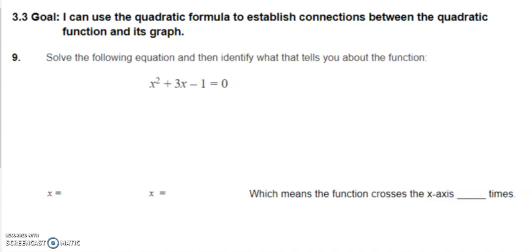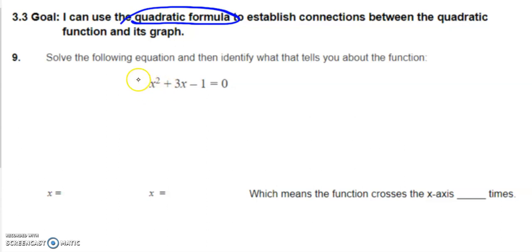All right, I can use the quadratic formula to establish connections between the quadratic function and its graph. So solve the following equation and then identify what that tells you about the function. You could try to factor this one. It's not going to factor. You could try to complete the square, but when you divide the 3 by 2, you're going to get some messy fractions. This is on the quadratic formula page, so it's probably a good idea to use the quadratic formula.